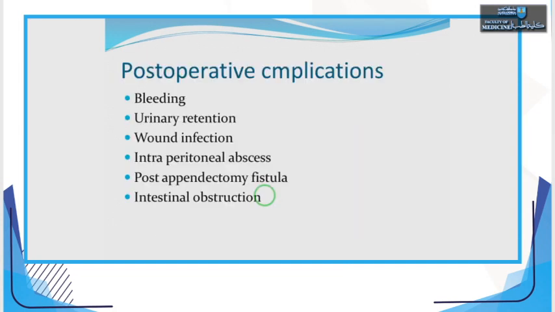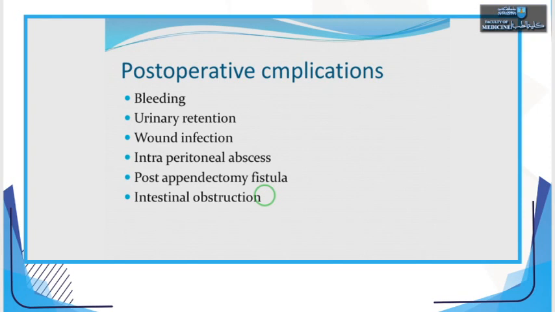Postoperative complications: bleeding, and this is usually from the appendicular stump if not ligated well or not identified. Urinary retention, that's why we usually advise to use a catheter until you finish the operation.